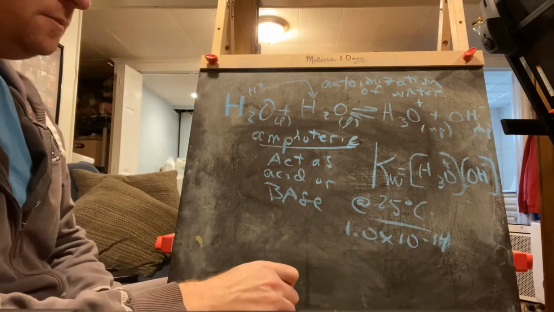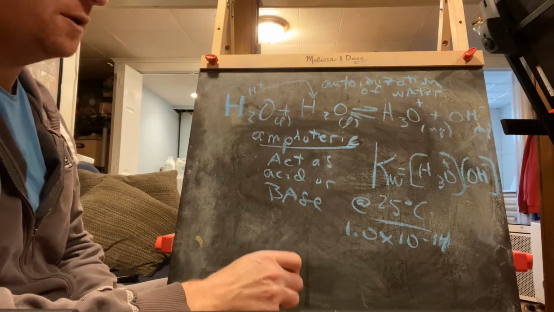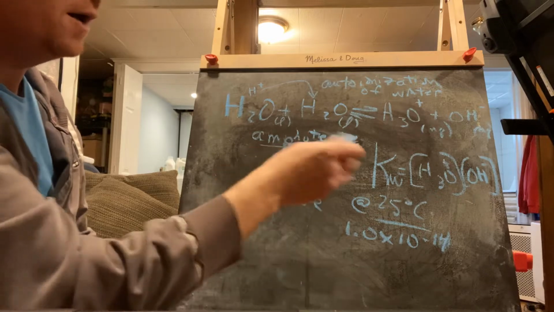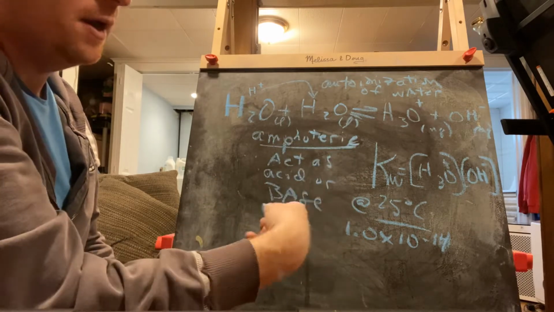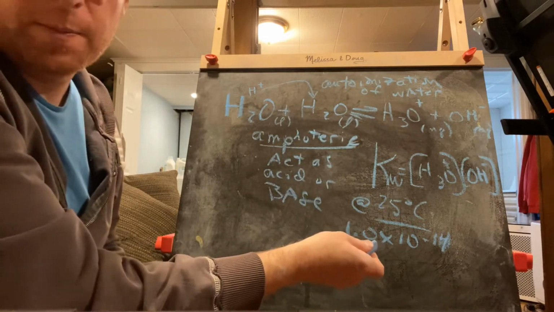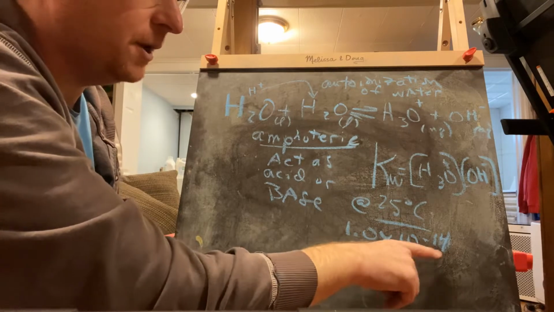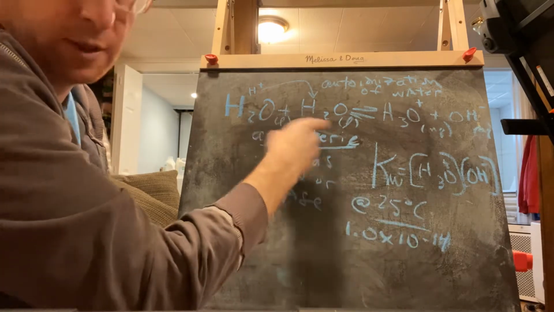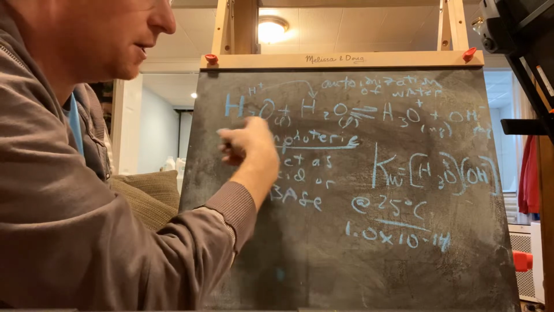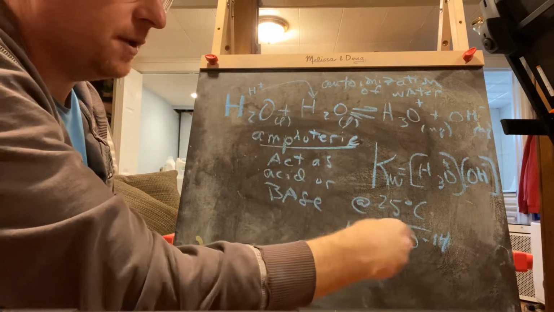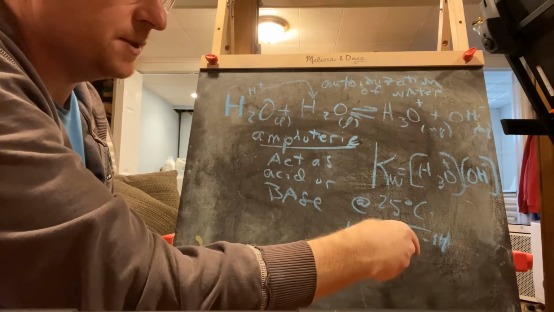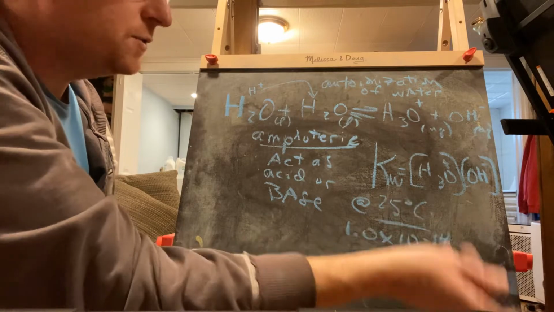So that's a really, really good thing to know. Okay, that water will auto-ionize and form this very, very low Kw. Most of the substance in this equation is over here, but you're going to end up with 1 times 10 to the negative 14th as your value.